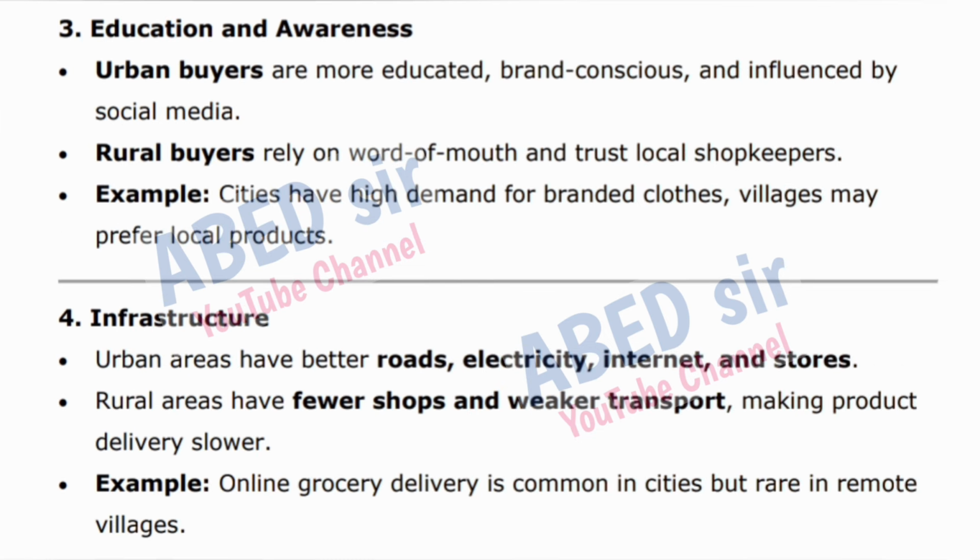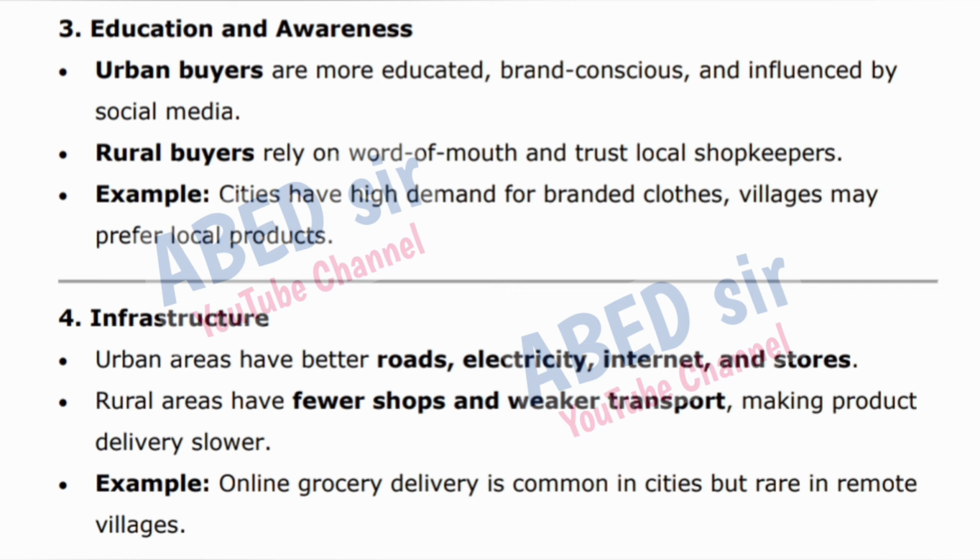3. Education and awareness. Urban buyers are more educated, brand conscious, and influenced by social media. Rural buyers rely on word of mouth and trust local shopkeepers. Example, cities have high demand for branded clothes, villages may prefer local products.